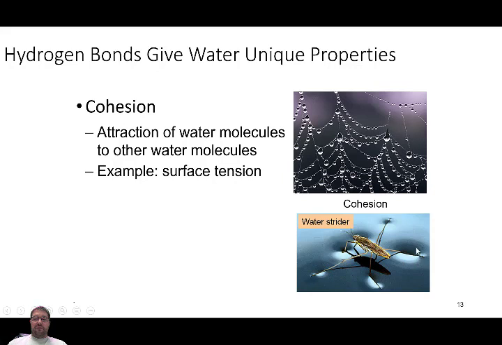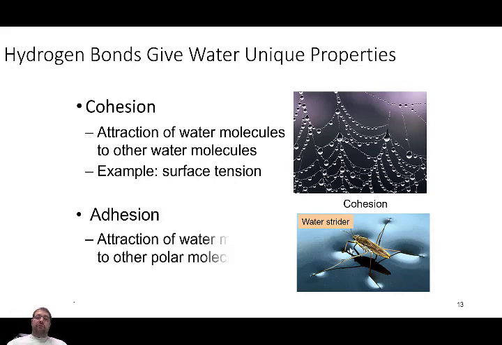That tension, or that ability to walk on this water and live on this water, has to do with the attraction of water molecules to other water molecules. Okay. The other one is the attraction of water molecules to other polar molecules, or what we call adhesion. And so this is a process that drives a lot of things. It drives the ability for water to be what we call the universal solvent.